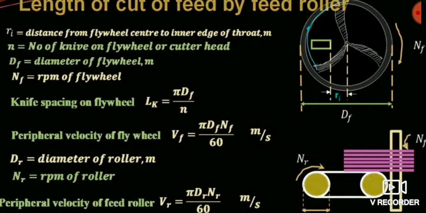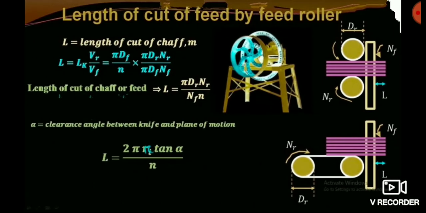Because friends, in questions they will give values for flywheel also, and they will give for feed roller also. So when you are calculating the velocity of flywheel, then you take all the values of flywheel, and when you are doing it for the feed roller, then you consider all the values of feed roller. So velocity of feed roller is pi dr nr divided by 60. Here also friends the same formula, but the diameter and rpm are for feed roller. Now friends, you can see here the length of cut.